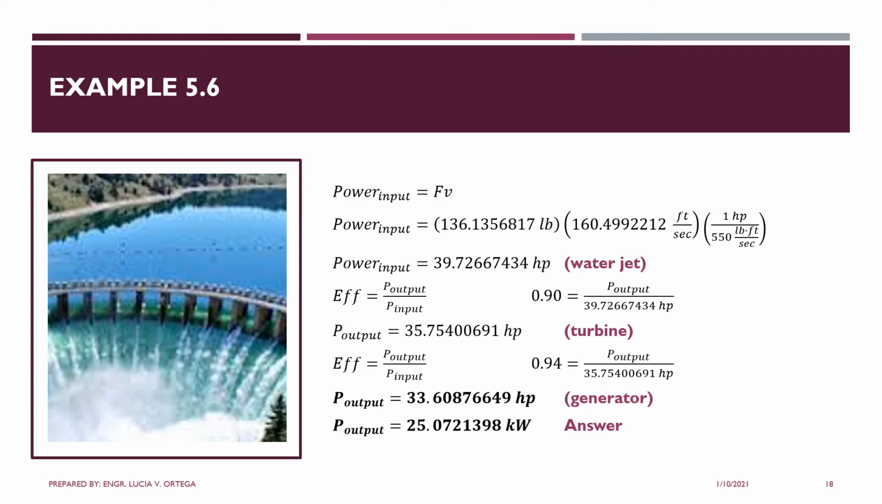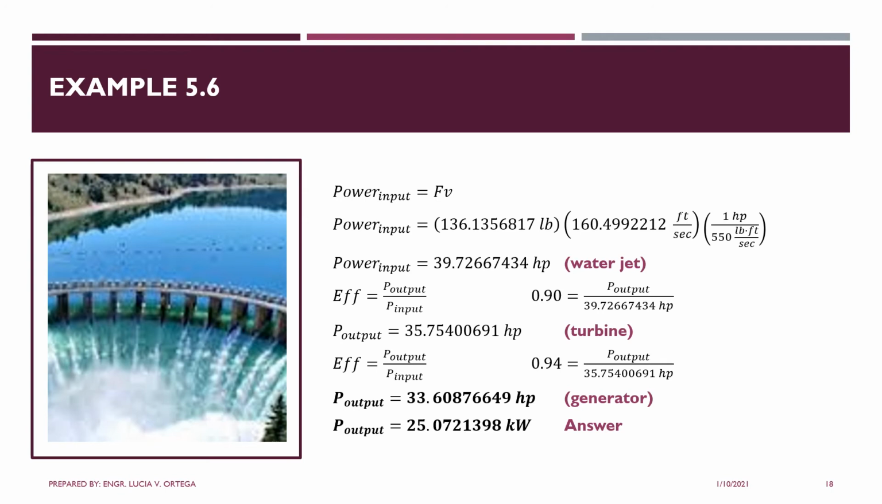Converting this to horsepower, we divide by 550 foot-pounds per second. So the power input by the water jet to the turbine is 39.73 horsepower. Using the equation for efficiency, we can determine the power output of the turbine, 35.75 horsepower.